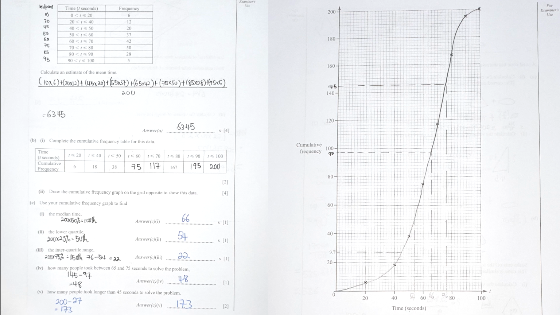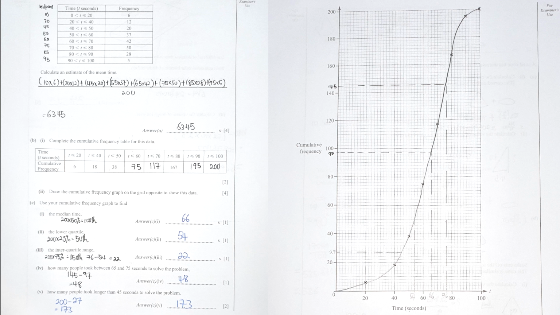For the next part, complete the cumulative frequency table for this data. So for t less than 60 is actually 38 plus 37. Then for t less than 70 is actually 75 plus 42, and for t less than 90 it should be 167 plus 28, and for t less than or equal to 100 it should be 195 plus 5, which is 200. So draw your cumulative graph as shown at the side.